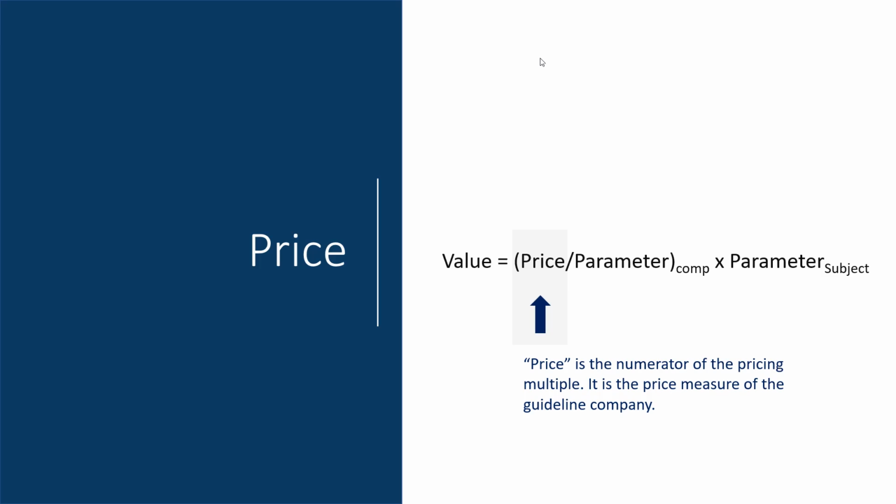I won't go into and discuss the pros and cons of using one transaction, multiple transactions, or whether you use the median or the average, but just know that the price in the numerator is of the comparable transaction, the price in which it was sold.